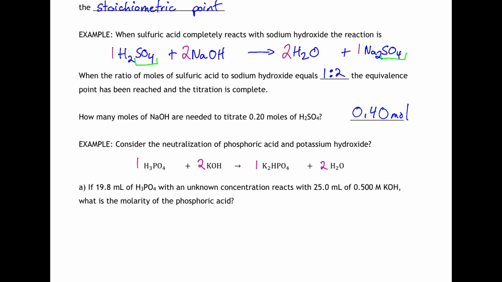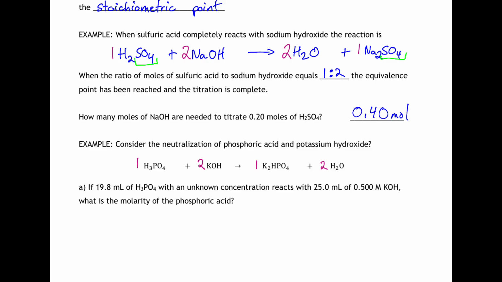we can do the math steps. So we're going to take 19.8 milliliters of the acid with an unknown concentration, and we're going to react it with exactly 25 milliliters of the 0.5 molar potassium hydroxide. What is the molarity, or specifically concentration, of the acid? So what we're going to do is we're going to figure out our concentration and volume of the potassium hydroxide.